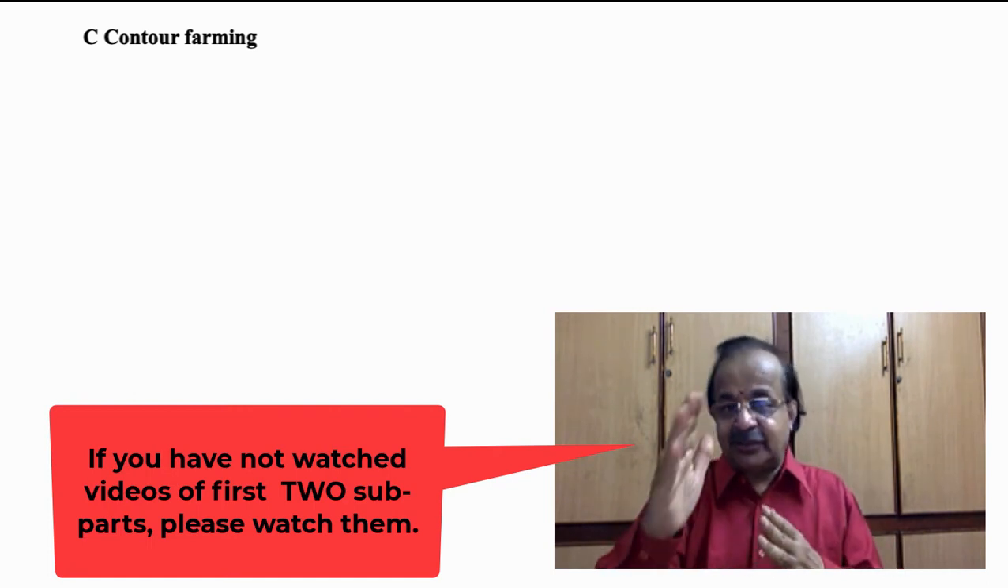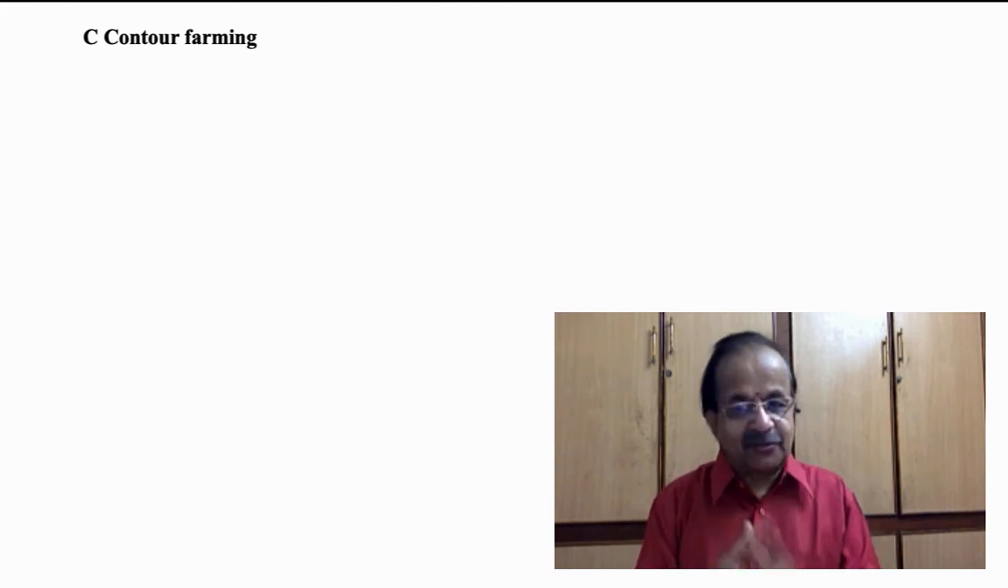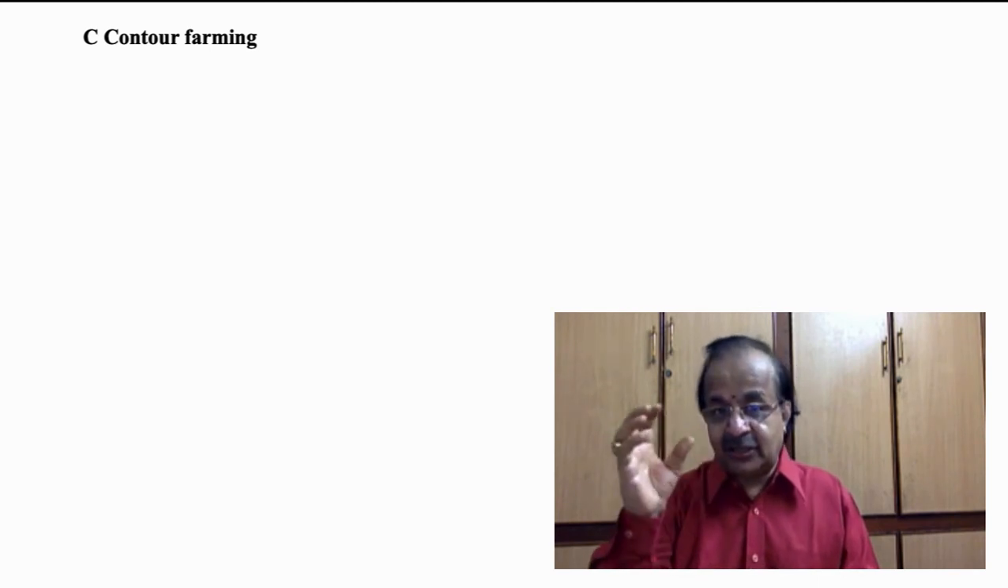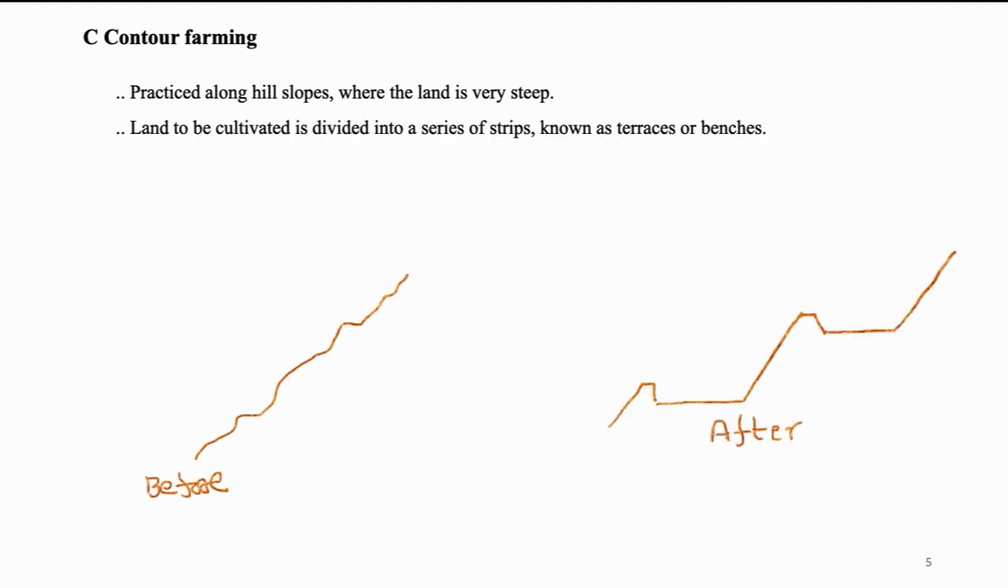A given surface can be plain, uneven or sloping. In the first two cases, with no preparation or with a little preparation, the land can be used for cultivation. However, in the case of sloping soils, to facilitate cultivation through irrigation, a certain amount of land preparation is needed. The irrigation that is practiced along the hill slopes is known as contour irrigation. The continuously sloping ground is broken into a series of strips of land. Each strip is known as a terrace or a bench.